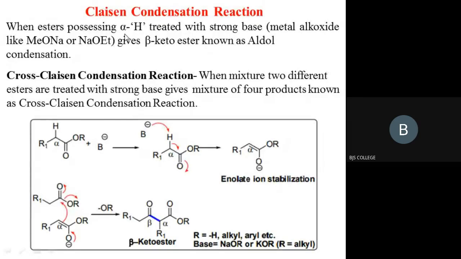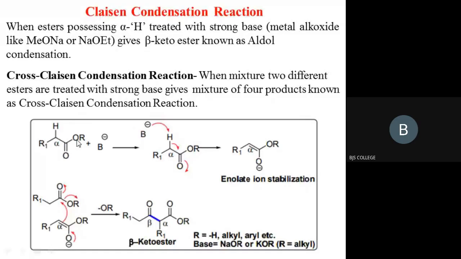Now always remember, when we say self condensation, it means two molecules of the same aldehyde or same ketone will react with each other. When we say self Claisen condensation, then two molecules of the same ester will undergo condensation. And when we say crossed, it means two molecules are there, but one molecule is from one ester and another molecule is from another type of ester. Then that will be called cross Claisen condensation.